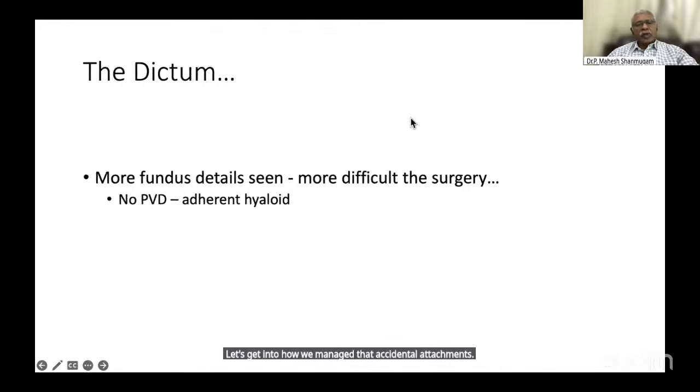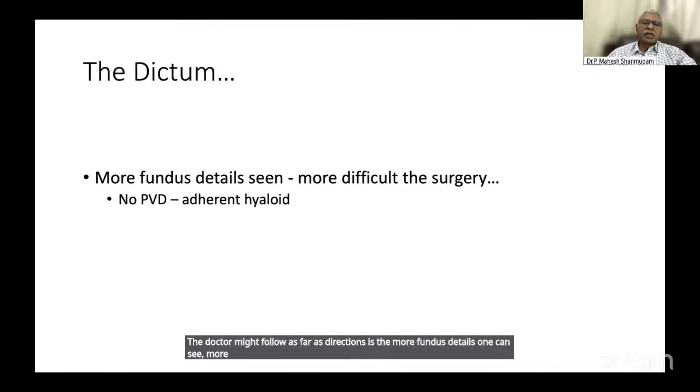The dictum I follow as far as diabetic traction retinal detachments is: the more fundus details one can see, the more difficult the surgery. So whenever I can see most of the fundus details, then I know that this patient's surgery is going to be difficult, and we need to plan for the same.